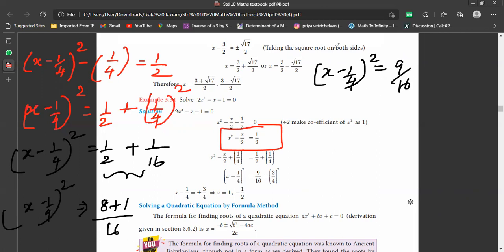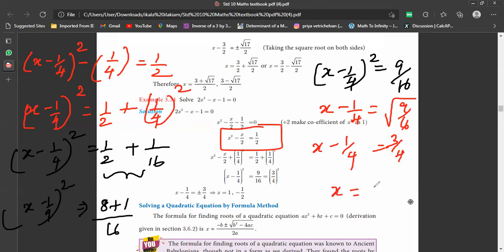So take square root on both sides. What will happen? This (x minus 1 by 4) the whole square will become x minus 1 by 4, and square root of 9 by 16 can be written as 3 upon 4. So x minus 1 by 4 is equal to 3 by 4. Just take this negative 1 by 4 to the other side. It will become plus 1 by 4. So we'll have 4 by 4. So x is equal to 1. Understood? Yeah, that's it.